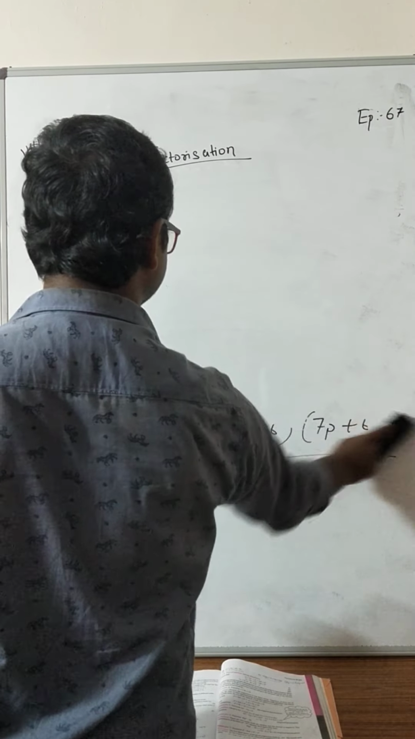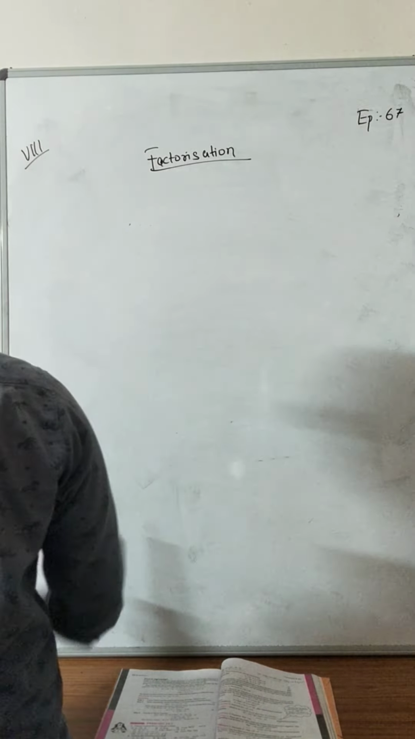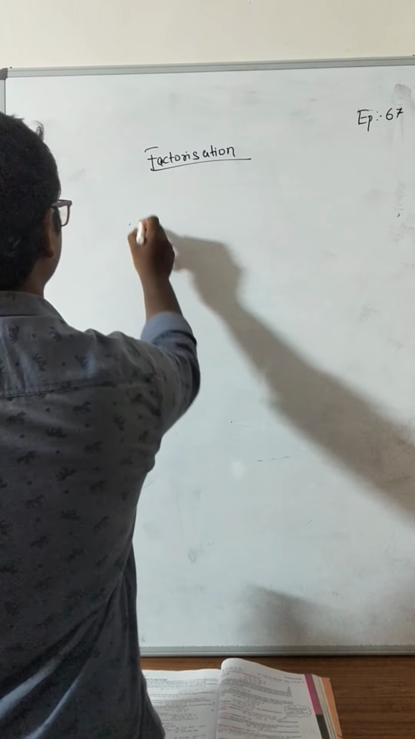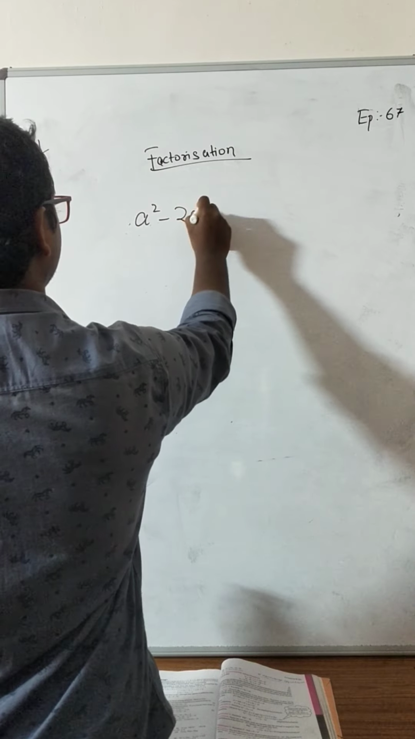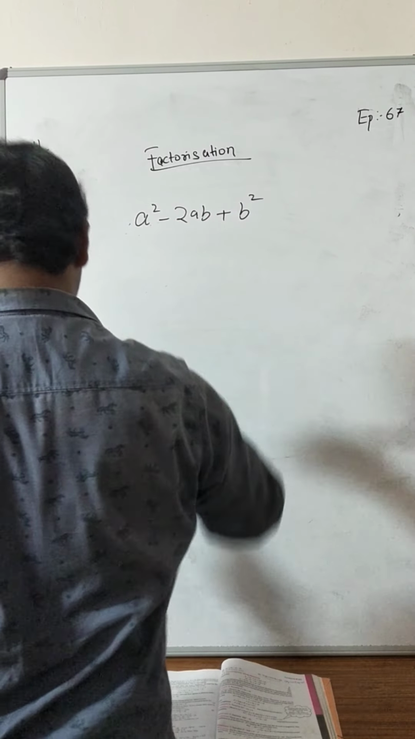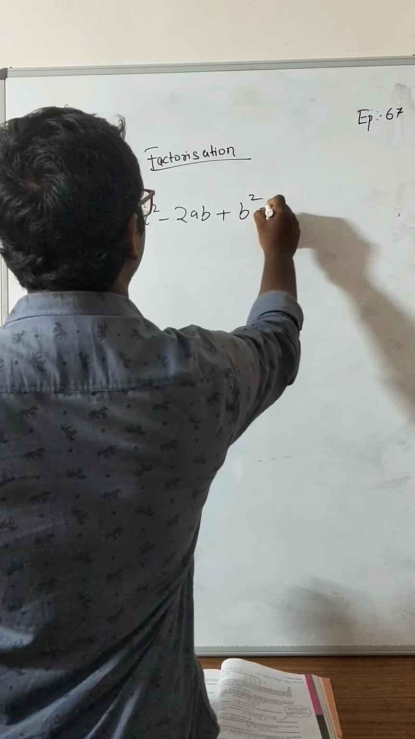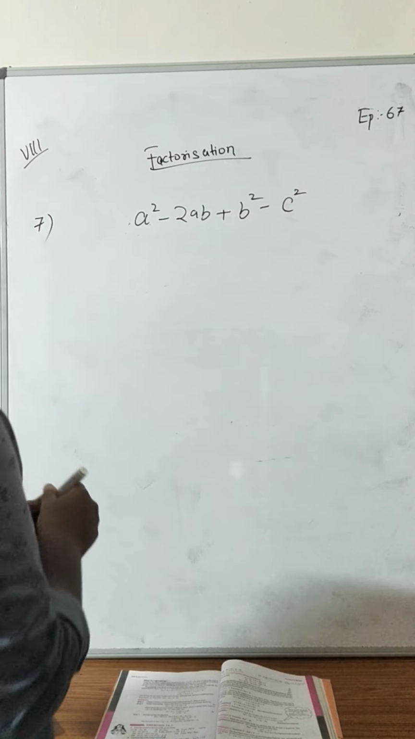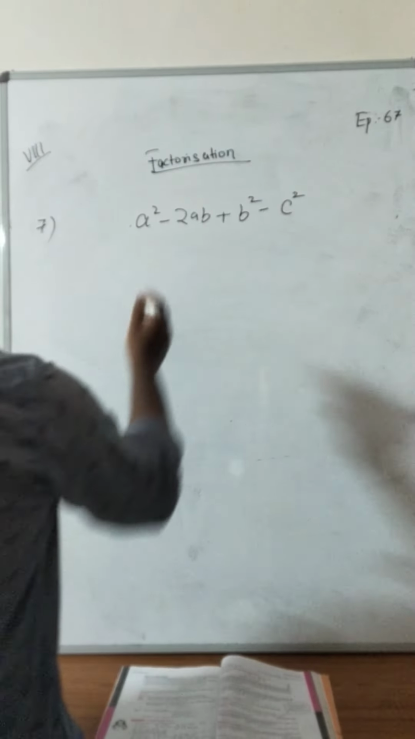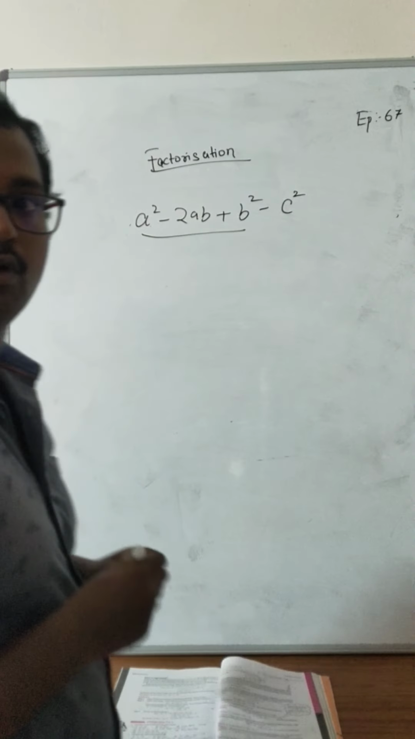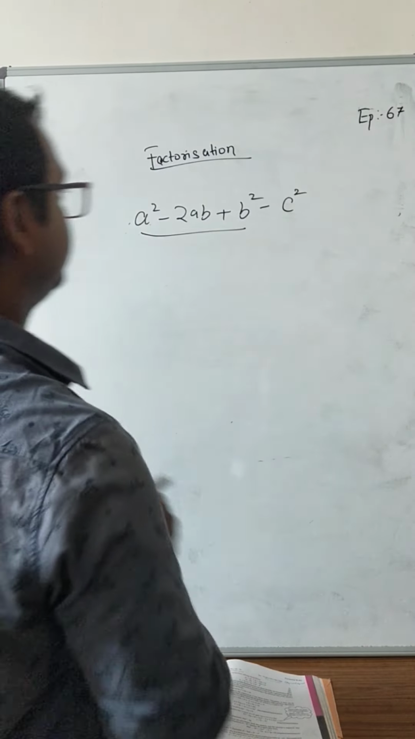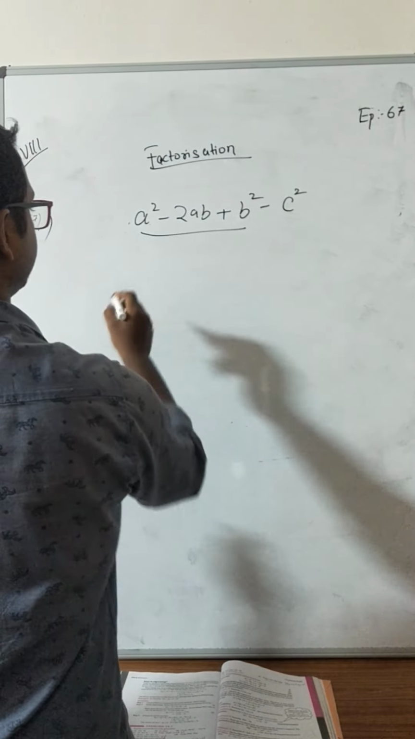Now look at example 7. Example 7 is a square minus 2ab plus b square minus c square. You can easily identify that this is actually the formula of (a minus b) whole square.